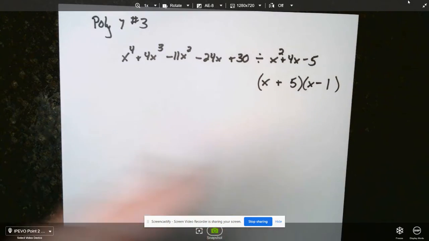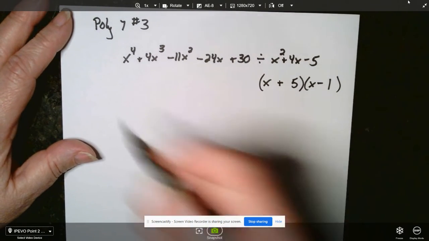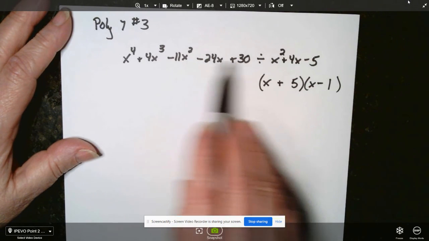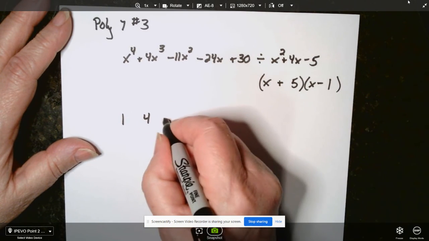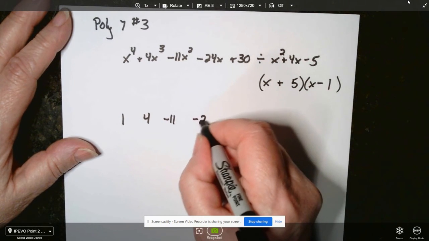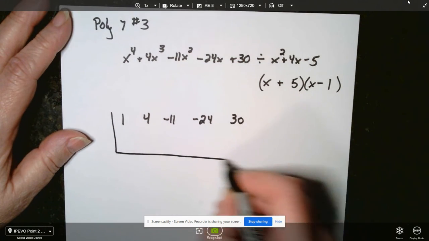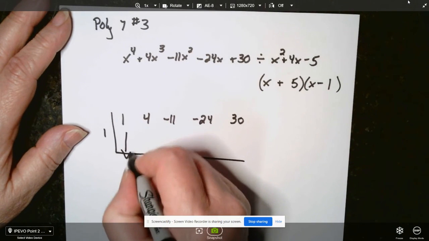It makes no difference which one you start with. You can start with whichever one you want. So I'm going to write down my coefficients. I have 4, 3, 2, 1, 0, so I don't need to put any zeros in. So I have 1, 4, -11, -24, and 30. I'm going to start my synthetic division with +1, but it makes no difference. I'm going to bring down the 1.